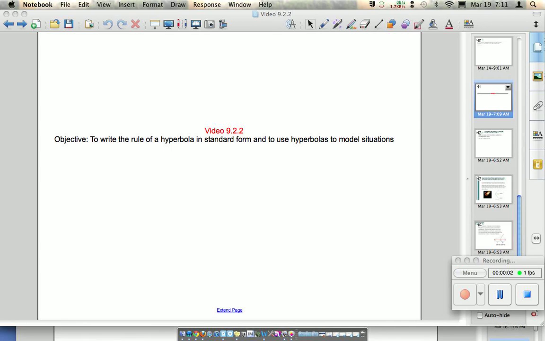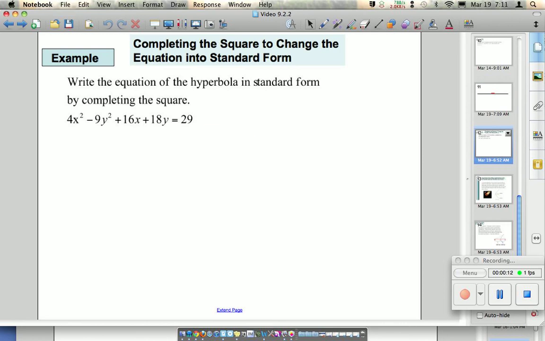This is video 9.2.2, and the goal of this video is to be able to write a hyperbola in standard form and to use hyperbolas to model situations. So we're posed with the following problem. We have an equation that we're told is a hyperbola, and it is not written in standard form. So we want to convert this to standard form by completing the square.